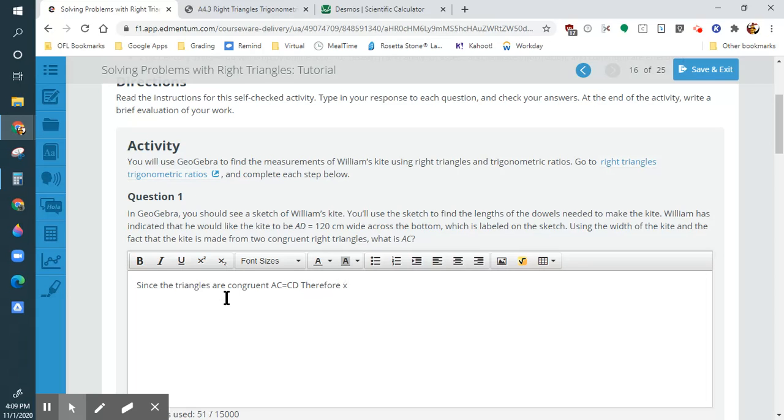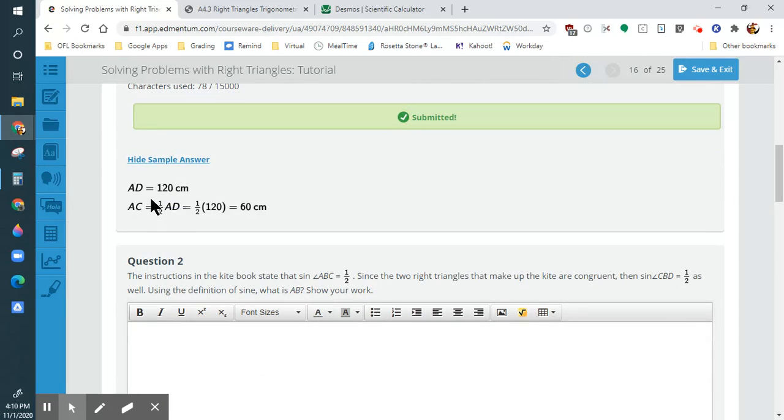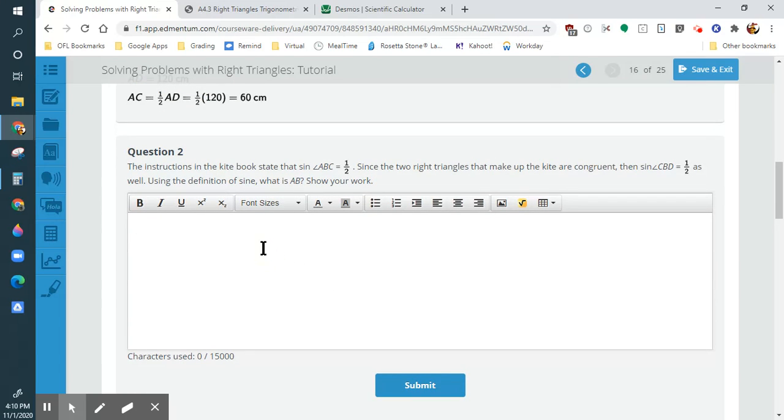Therefore, x plus x equals 120, or 2x equals 120. So AC equals 60. Just to give some explanation, they might explain it here. It's equal to half. Same thing. All right, and state that sine of angle ABC is a half.